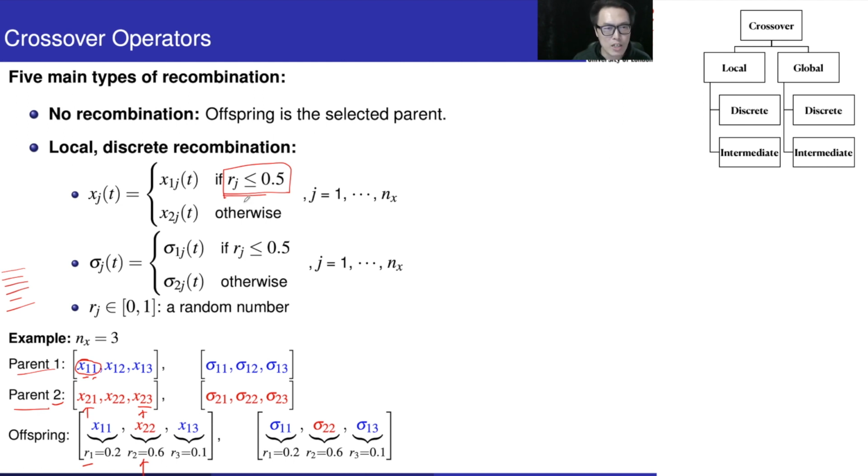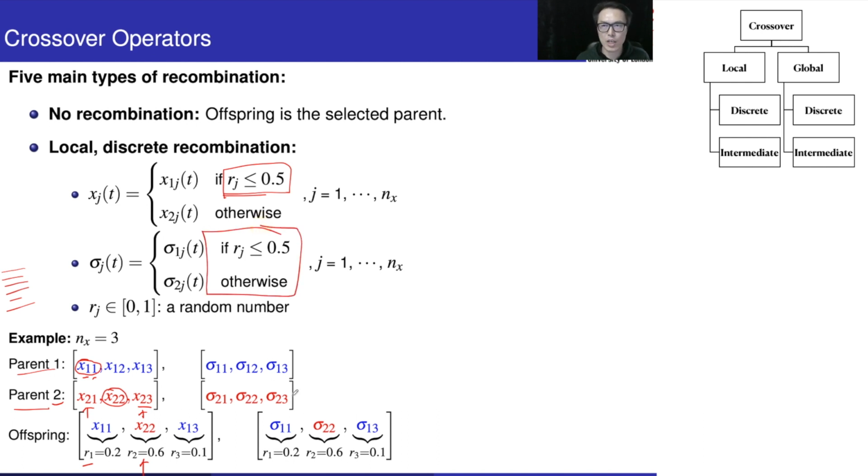If it is more than 0.5, we are going to choose the element from parent 2. We repeat this process for the following elements in the vector. The same applies to the sigma.